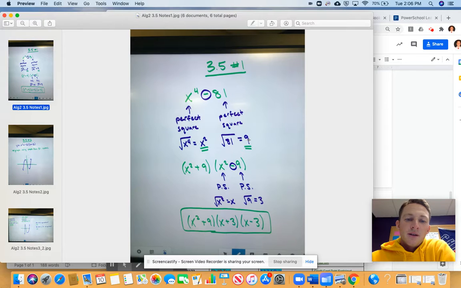So we're going to split this up. We're using this x squared and this 9. X squared plus 9 times x squared minus 9. Notice we have different signs right here.